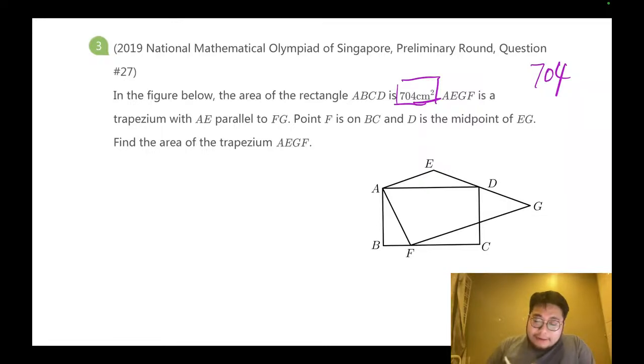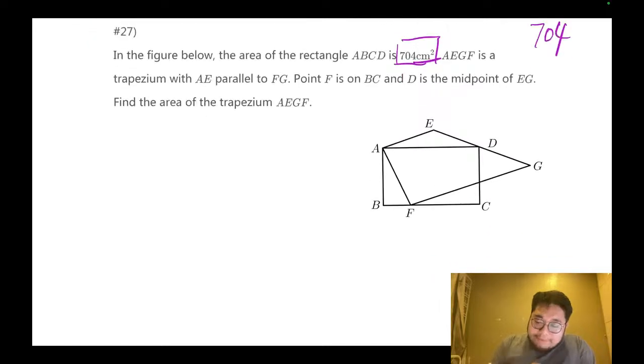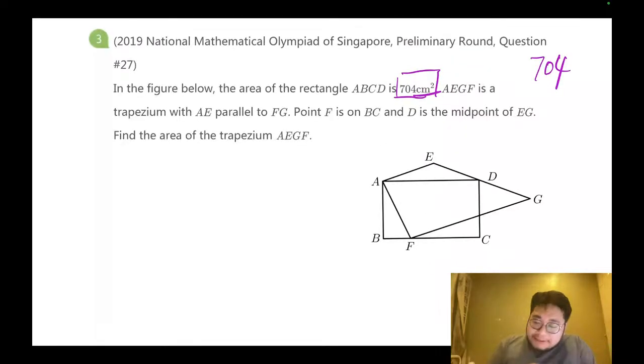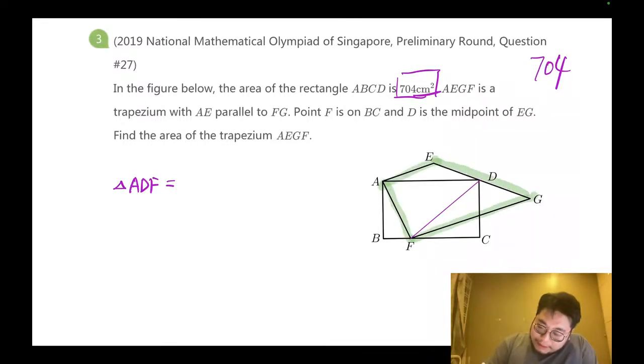Why? Let's think about why. So now we know D is the midpoint of this EG, and AFGE is a kind of trapezium. So now let's try to connect this DF. You can find out this triangle ADF's area. Remember, this is a trapezium, and inside this trapezium D is the midpoint, right? And I connect ADF. So this part is half of this trapezium AEGF.